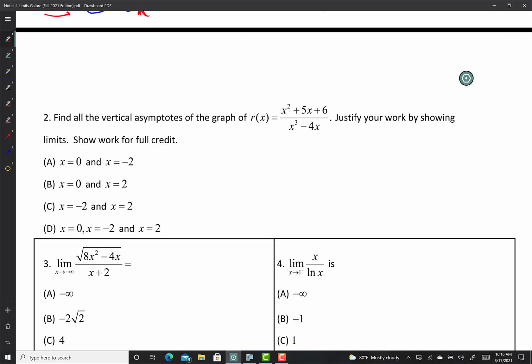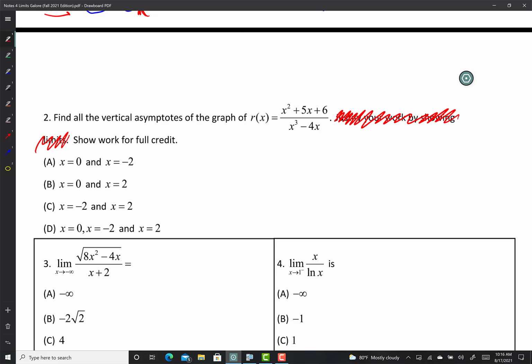All right, here we go, guys. When I was writing question number 2 out, I thought I was writing a really good question. But now that I read it, I don't think I've ever seen an AP question say justify with vertical asymptote on a multiple choice. I've seen it on free response, but I don't think it's a good question. But that's fine. Just find all vertical asymptotes. I know it says justify your work by showing limits, but I think that's a hard way. Let's just talk about why we know it's a vertical asymptote.